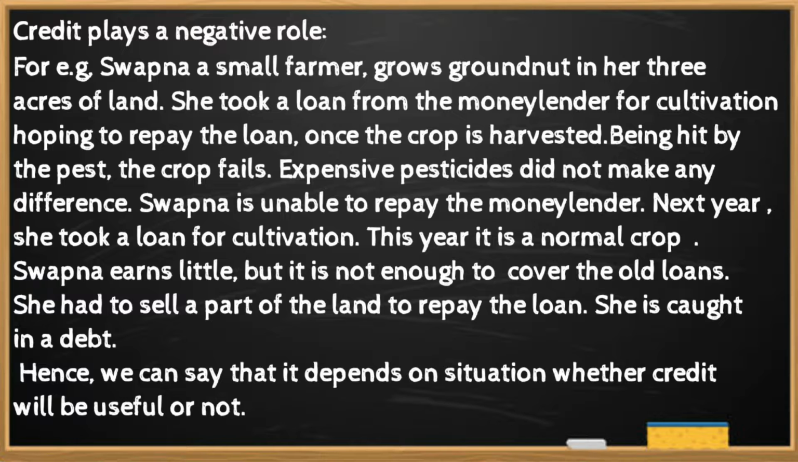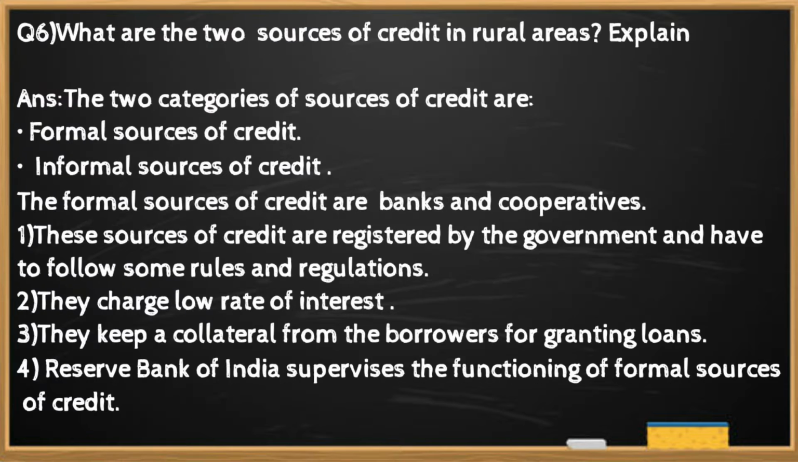She had to sell a part of the land to repay the loan. She is caught in a debt. Hence, we can say that it depends on the situation whether credit will be useful or not. Question number 6. What are the two sources of credit in rural areas?